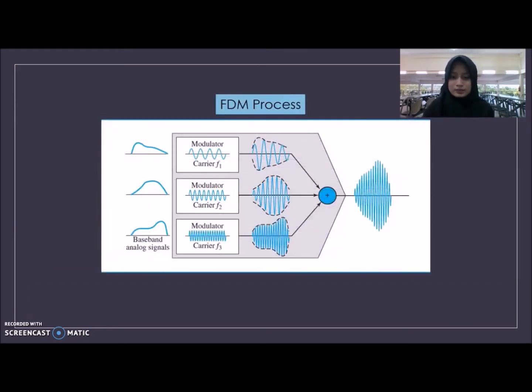So this is the FDM process, the frequency division multiplexing process. This illustrates the multiplexer process. Each source generates a signal of a similar frequency range. Inside the multiplexer, these similar signals modulate different carrier frequencies: f1, f2, and f3. The resulting modulated signals are then combined into a single composite signal that is sent out over a media link that has enough bandwidth to accommodate it.